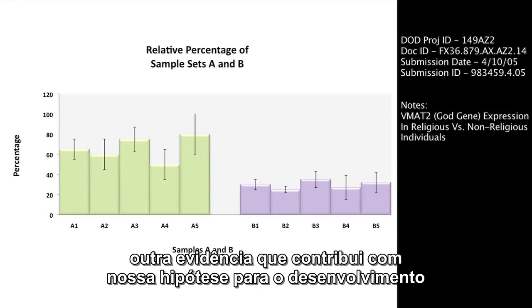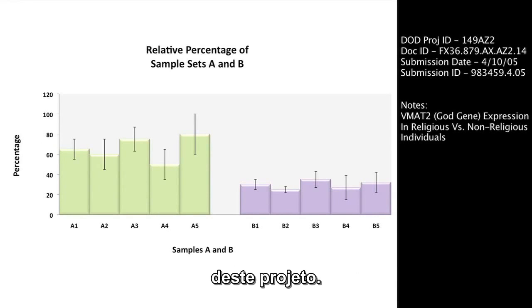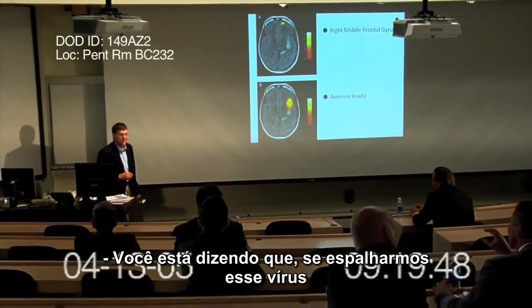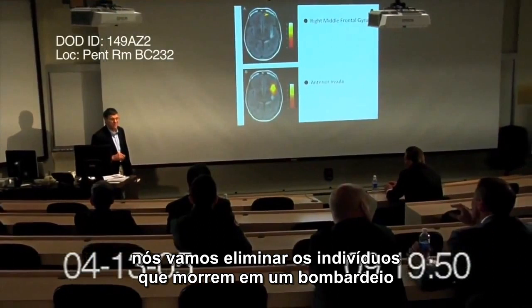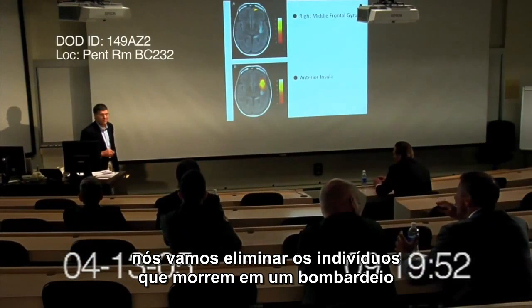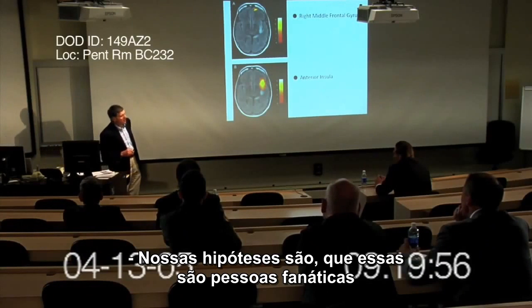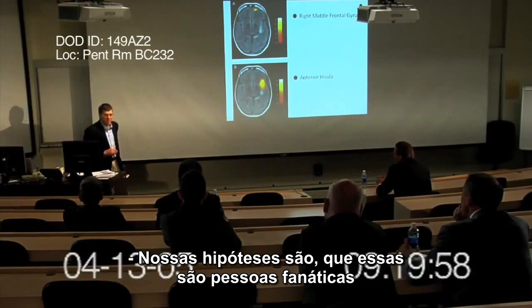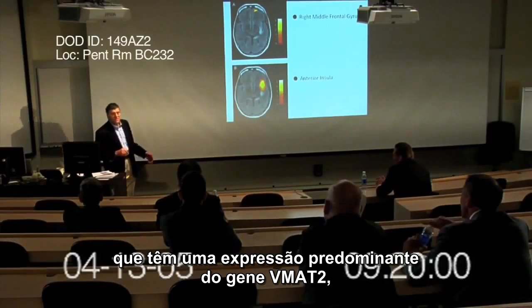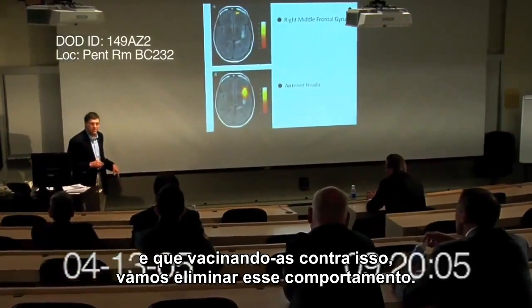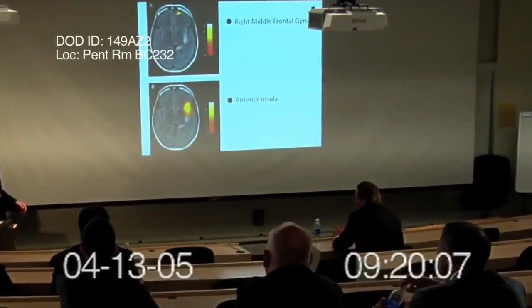Another evidence that supports our hypothesis for the development of this approach. What you see here is that by spreading this virus, we're going to eliminate individuals from donning on a bomb vest and going into a market and blowing up the market. So our hypothesis is that these are fanatical people, that they have overexpression of the VMAT2 gene, and that by vaccinating them against this, we'll eliminate this behavior.